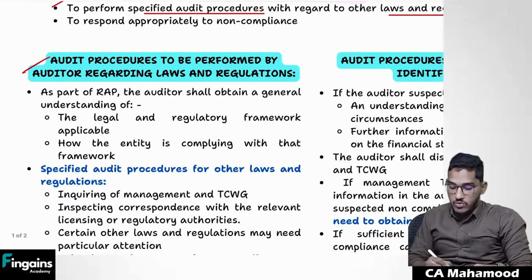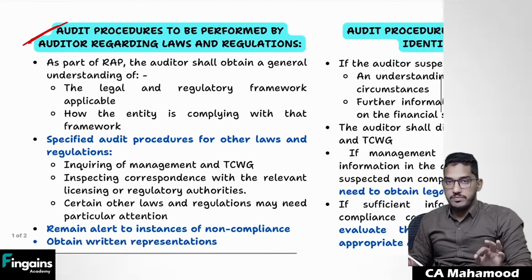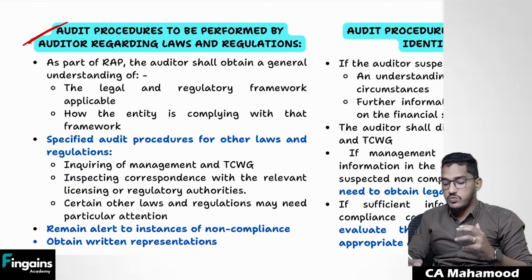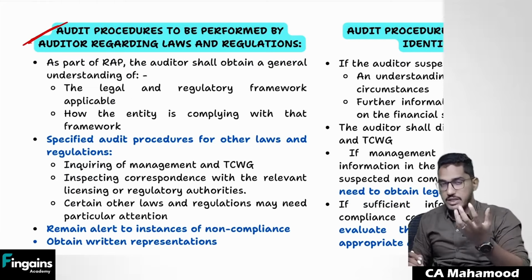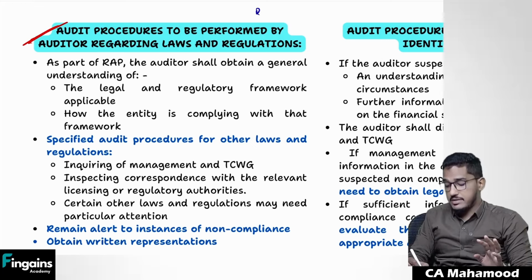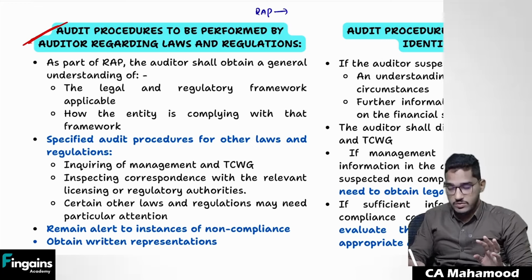Sir, as an auditor, what audit procedures are you required to perform regarding laws and regulations? As an auditor, what responsibilities, what things do you have to do with regard to checking compliance with the laws and regulations? As usual, the first audit procedure we are going to perform is a risk assessment procedure. In risk assessment procedures, we try to obtain an understanding of the entity, the environment, and internal controls.